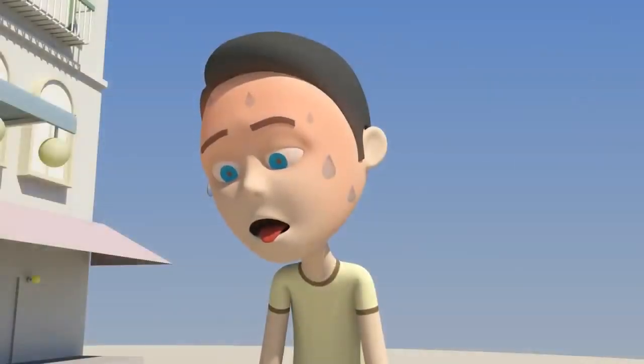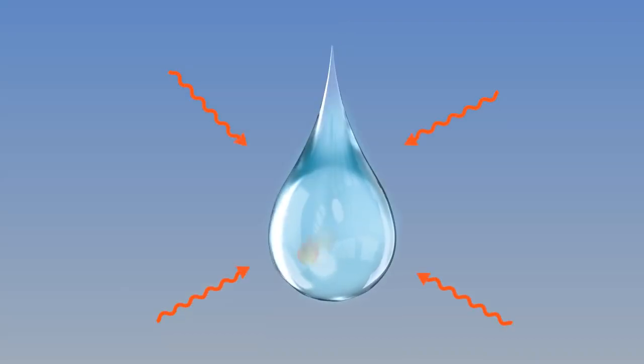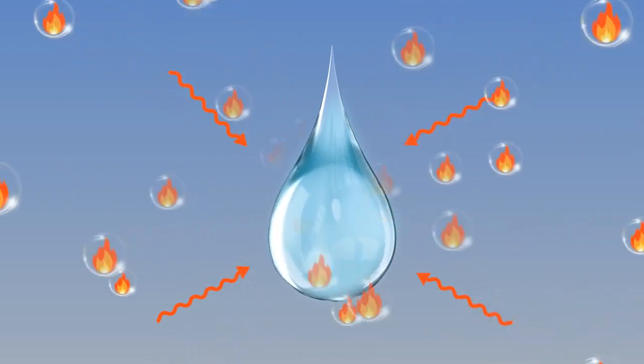We sweat when the weather gets warm. As sweat cools down, our temperature drops. This is because sweat takes the heat away from our skin as it evaporates. When liquid evaporates and takes heat away from the surroundings, it is called latent heat of vaporization. The bigger the latent heat of vaporization, the more heat it takes away.